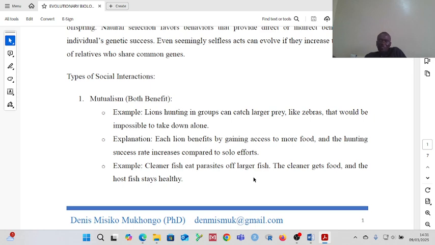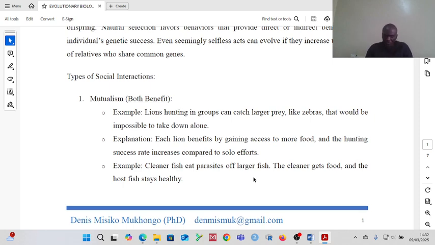So it would have been impossible for the lions to catch this large prey had they gone hunting alone. But they have an enhanced ability because they are now out there hunting as a group. They are working as a group. So that type of interaction is mutualism, because both of them now benefit by accessing more food. Okay? So the hunting success rate has increased because they were out there doing the work in groups.